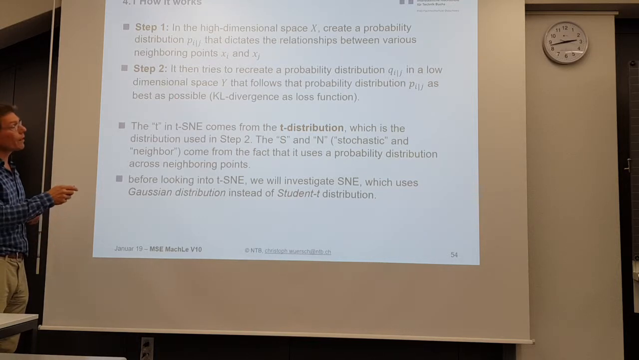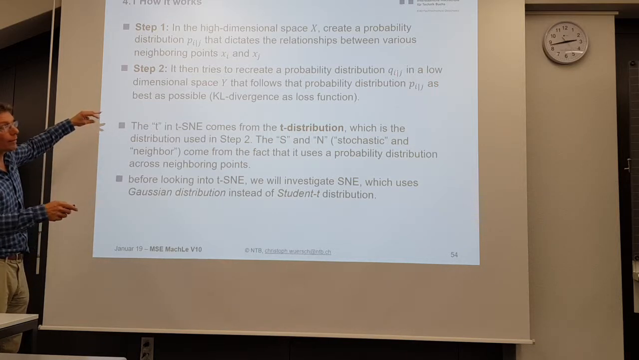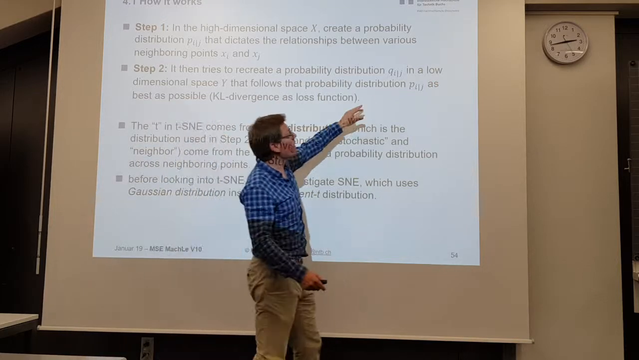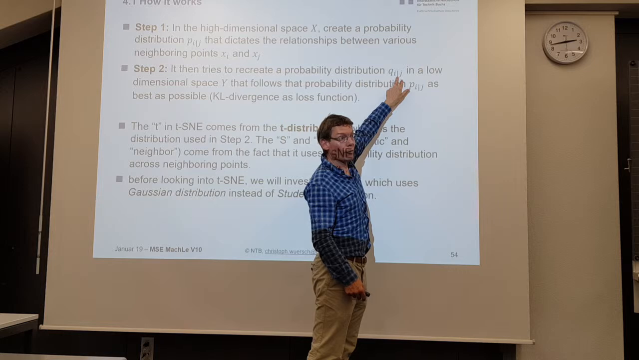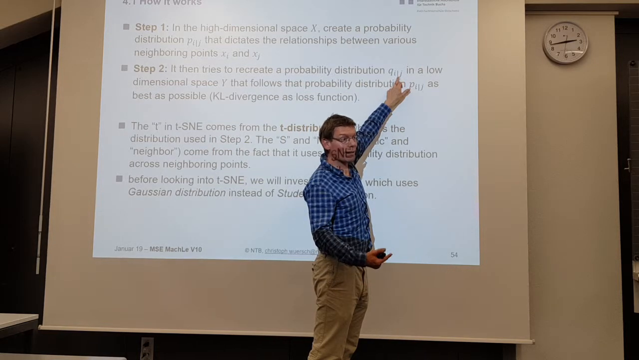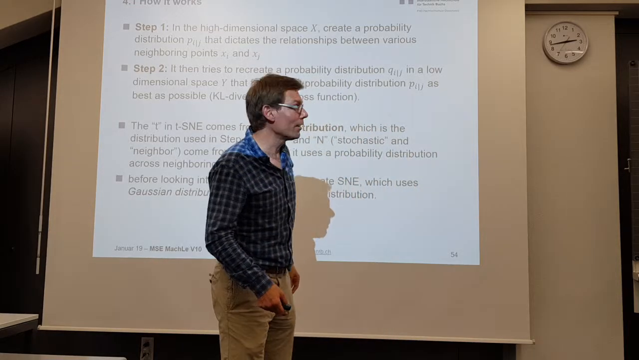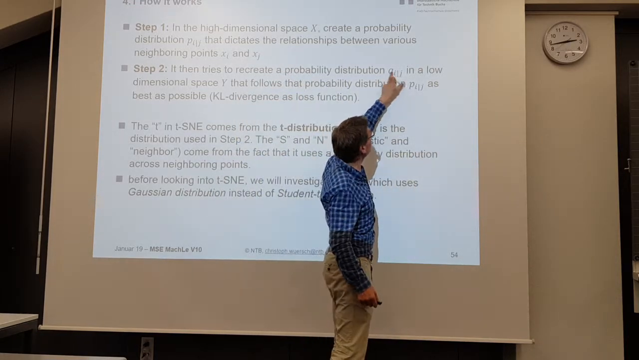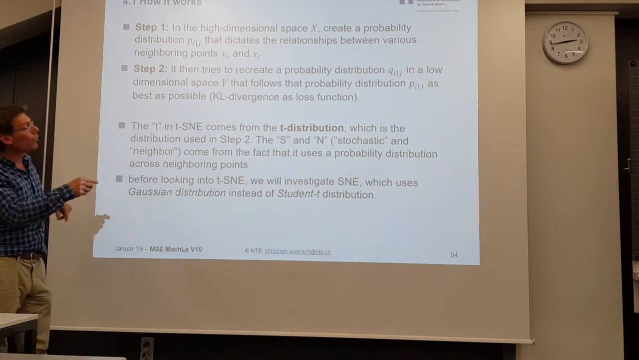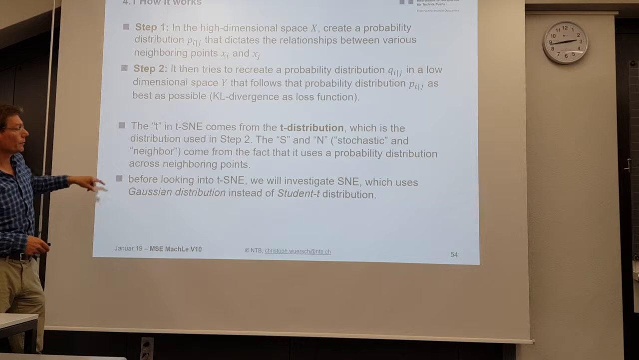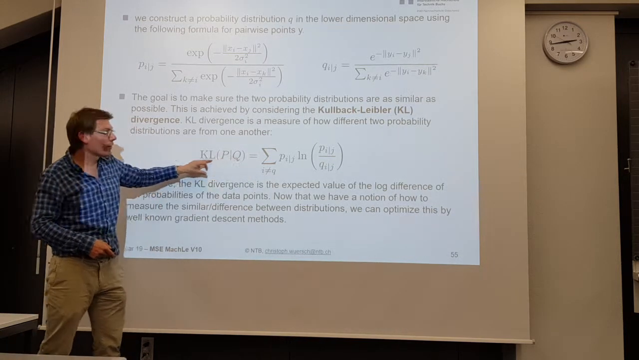Step 2 is then we try to recreate that probability distribution in a lower dimensional space, where now i and j are actually representations of the data, which are lower dimensional. So a Yi and a Yj, which only have, for example, 5 dimensions. But we still can calculate the probability distribution. And then we make them as close as possible, as similar as possible. And how do we do it? By minimizing that point here.